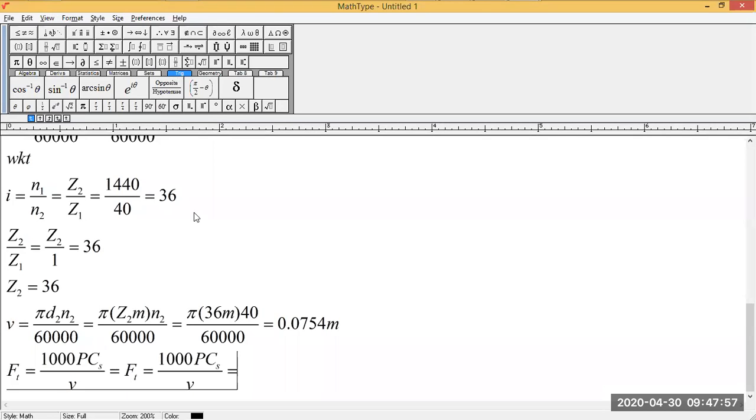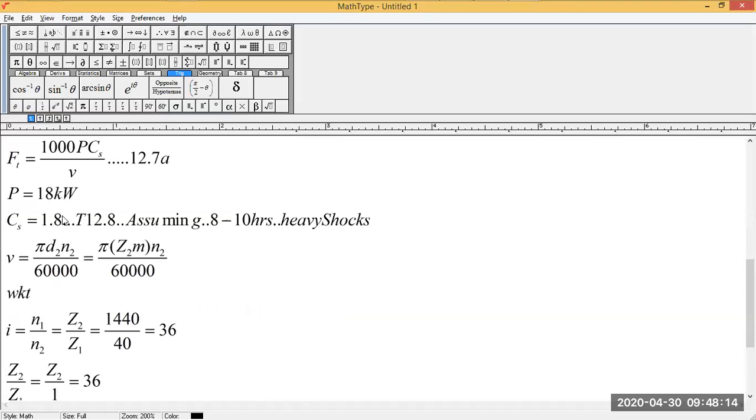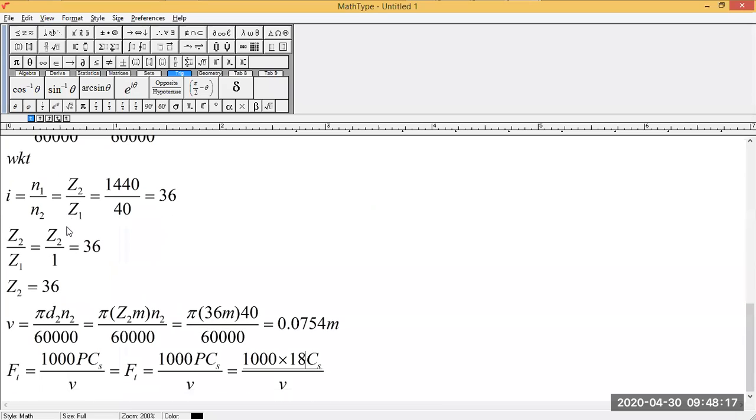I can copy the same thing here. This power P is 18 kilowatts into service factor 1.8, and velocity we have just found. Velocity for this gear is really low, 0.07754 times module. Okay, so simplify this. Let me know in the group chat.